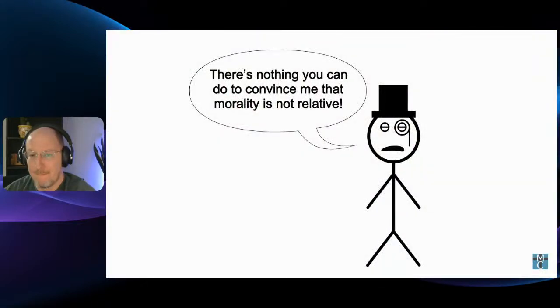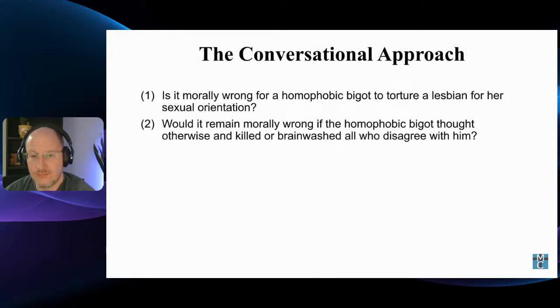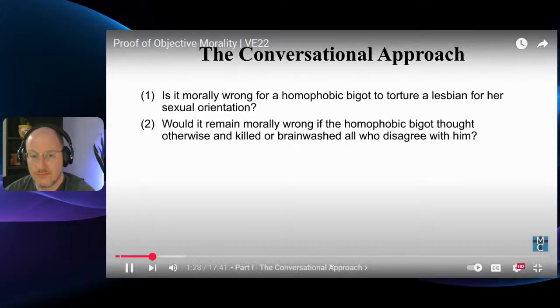There's nothing you could do to convince me that morality is not relative. Is it morally wrong for a homophobic bigot to torture a lesbian for her sexual orientation? Of course it is. Would it remain morally wrong if the homophobic bigot thought otherwise and killed or brainwashed all who disagreed with him?